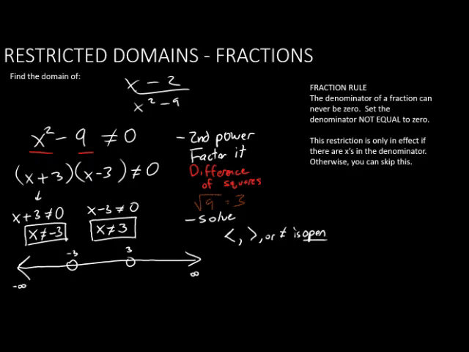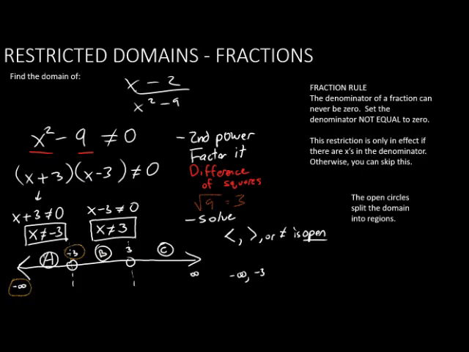Now that we've placed our open circles, those open circles will cause gaps in the domain and split this domain into regions. We'll draw dotted lines to represent this, and we'll label each region A, B, and C. We'll look to region A, and we'll notice that region A begins with negative infinity and stops at -3. So we'll say our first region is (-∞, -3).